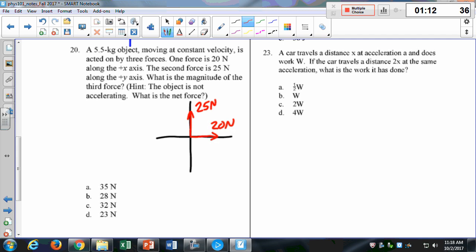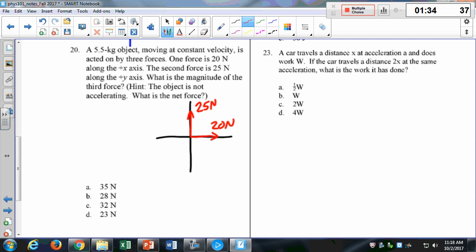Well, what quadrant will the third force be in? 1, 2, 3, or 4? It's going to be in the third quadrant. I know that third force has to be equal and opposite to these two forces. And so I don't really care what the direction is, so I can also ask you that. But what is the magnitude of that? How would you find the magnitude of that force?